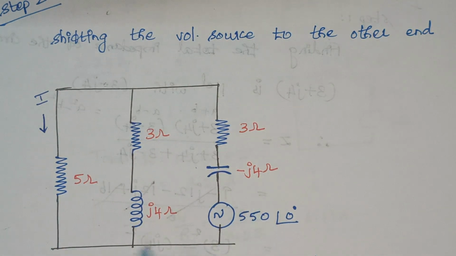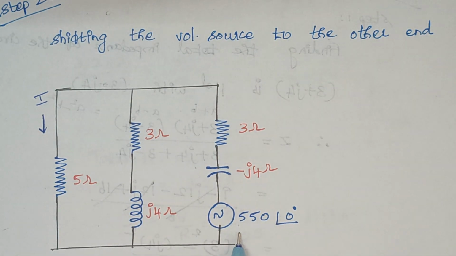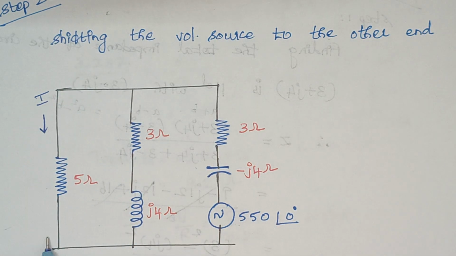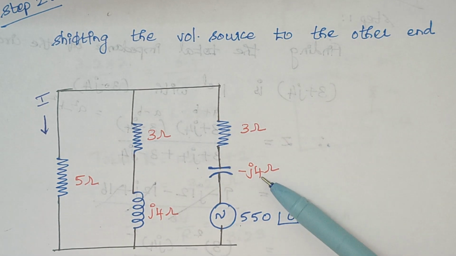Right. So here the voltage source gets shifted to this extreme end. Right. The rest of the things remain in the same place. Now what are we expected to calculate? We are expected to calculate the current that flows through this part. Okay, the actual question is we need to calculate the current that flows through 3 minus J4 amps, which we already did in our step 1.